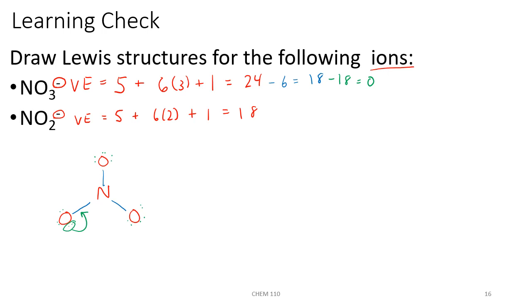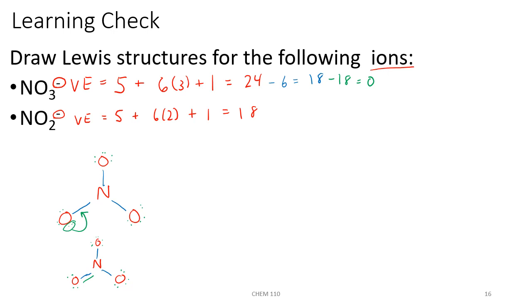So if we redraw our structure, we're going to have single bond, single bond, single bond, and then one of our lone pairs got moved over to make a double bond in between our oxygen and our nitrogen. And then we have 3 lone pairs on 2 of the outer oxygens and 2 lone pairs on the oxygen that we moved one to make a double bond.